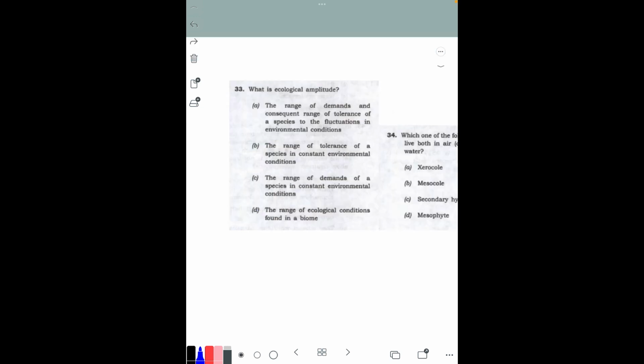That is obvious. What is ecological amplitude? So ecological amplitude is the degree of adaptation of living organism to change in its environment. So as we can see in these four options, B and C talks about constant environmental conditions. So clearly these two are not the correct options and D is also incorrect. So the correct option is A. So the range of demands and consequent range of tolerance of a species to the fluctuation of environmental condition.